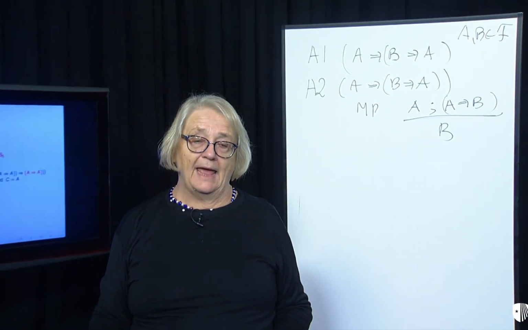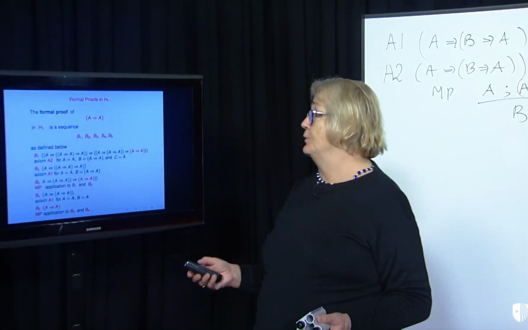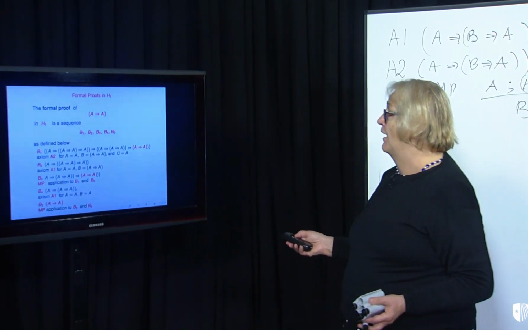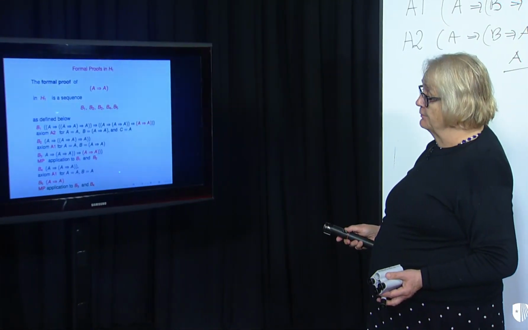system which we have, and formal proof. This is a beautiful formal proof of A implies A, which is the basic tautology, A implies A. And here is the formal proof. And you can see that here's the proof.